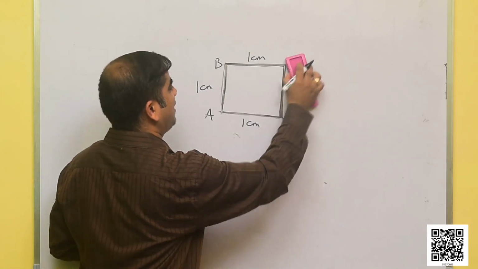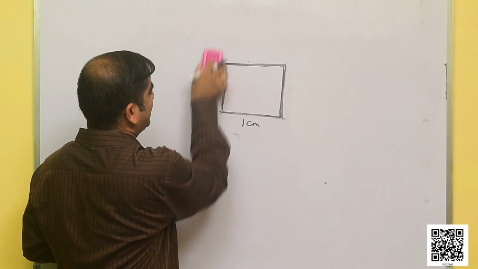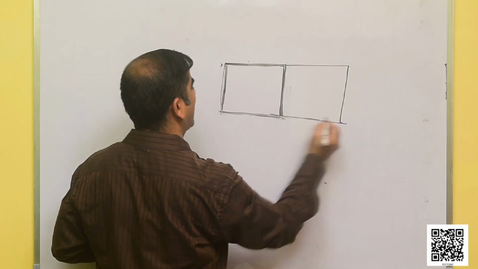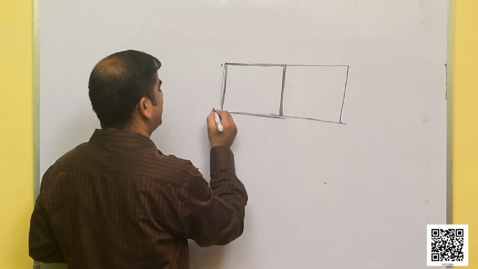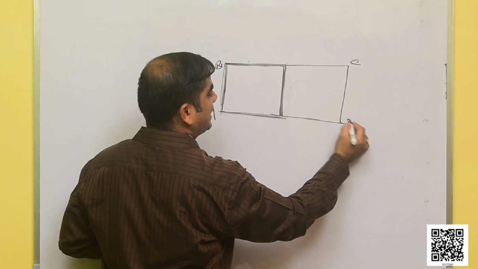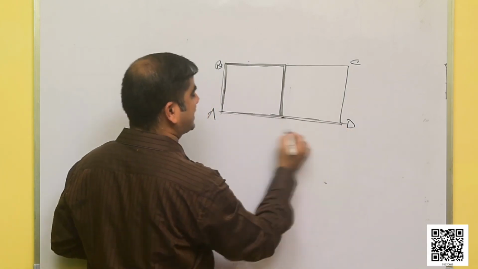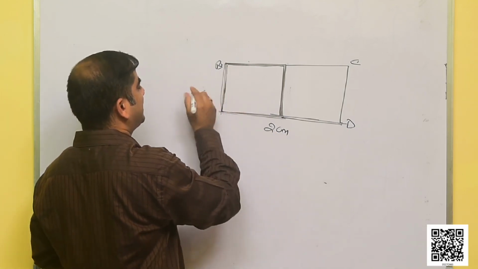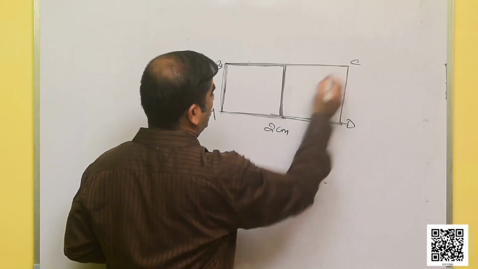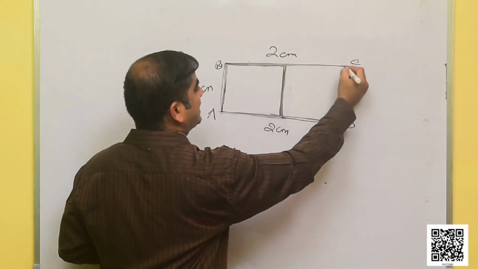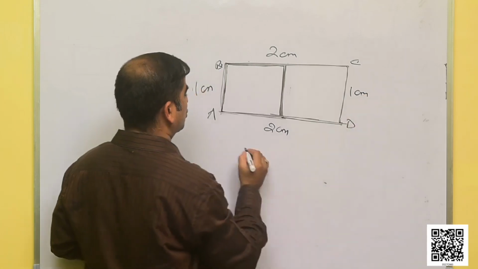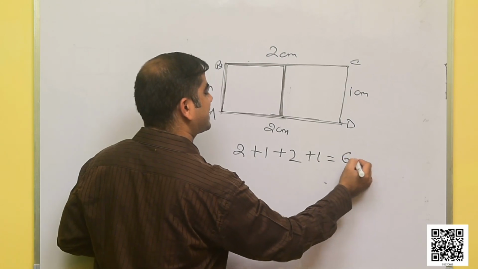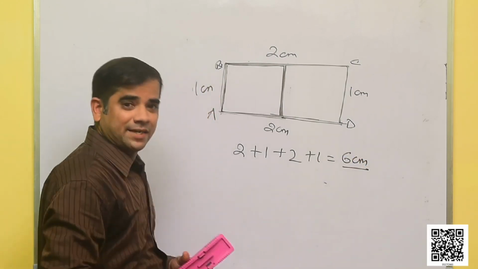In the same way, if I build a rectangle by joining two same squares of 1 centimeter, so if this is A, B, C, D, then 1 centimeter plus 1 centimeter, the length is 2 centimeter. This is 1 centimeter of breadth, again length is equal to AD, so 2 centimeter, this breadth is equal to 1 centimeter, so 2 plus 1 plus 2 plus 1, I have 6 centimeter as the perimeter.